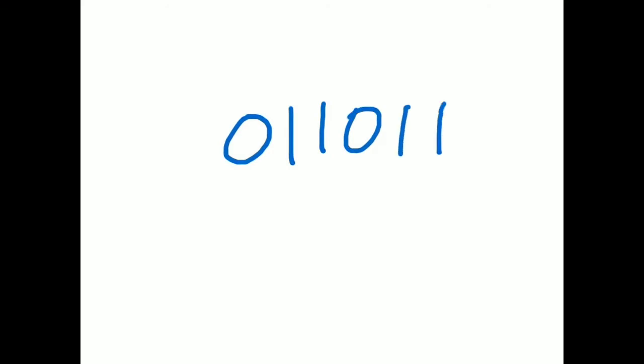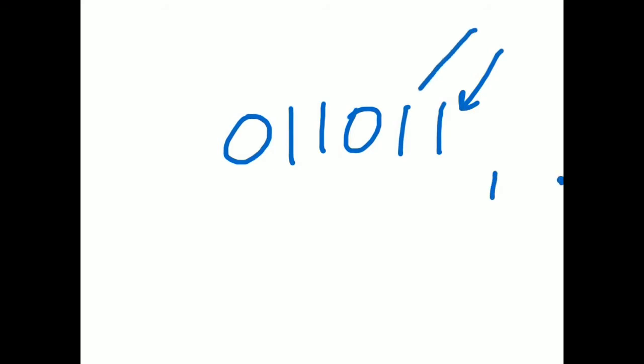So, I'm going to write out a more complicated example here. Okay, so what about this? All we do is add together the place values that have a 1 in them. So we have the 1's place, that means we have 1.